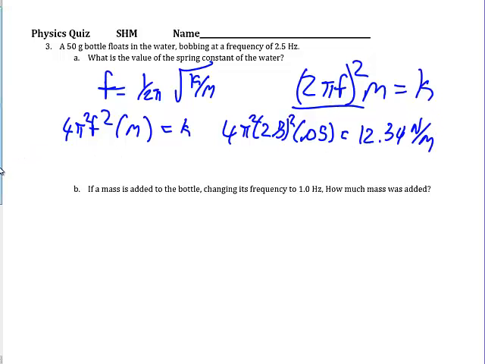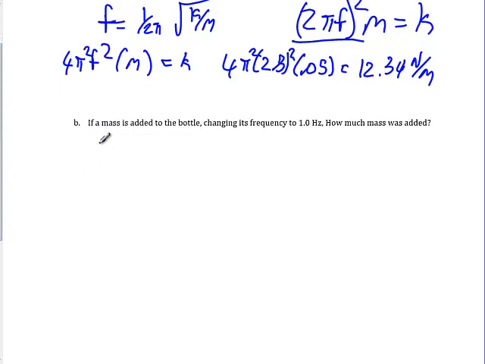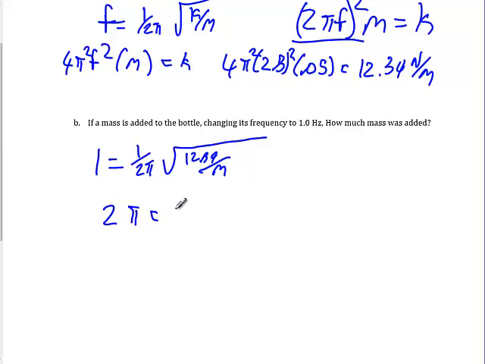If a mass is added to the bottle, changing its frequency to 1 hertz, how much mass was added? Okay, so now I know the spring constant, I know the frequency, so I have 1, my frequency, equals 1 over 2 pi times the square root of k, which is 12.34, divided by my new mass m, which I don't know. So I multiply both sides by 2 pi, so I have 2 pi equals the square root of 12.34 divided by m, square it. Now when you square 2 pi, guys, you have to make sure it's in parentheses or push enter first and then square it, or your calculator just squares the pi.